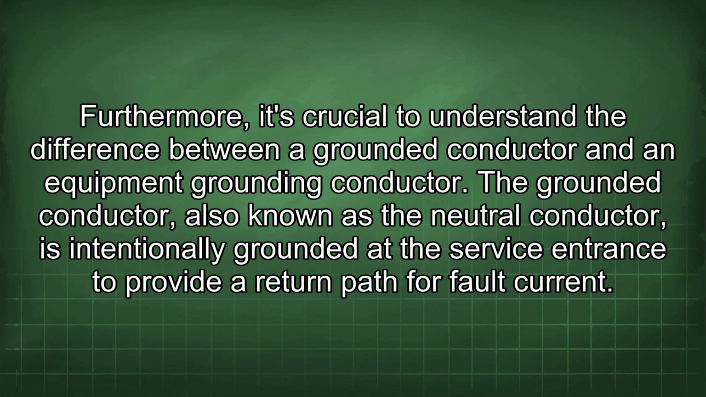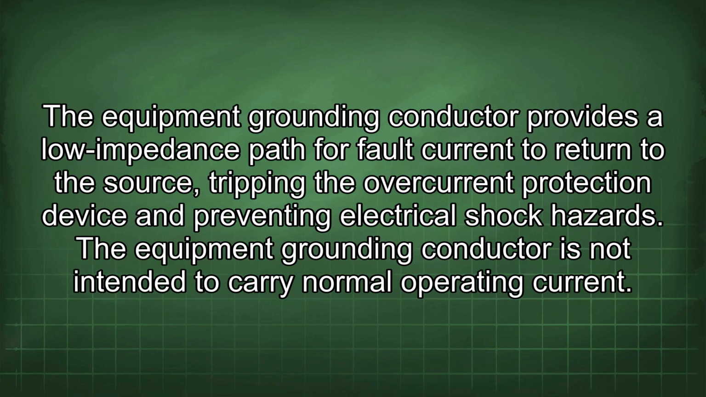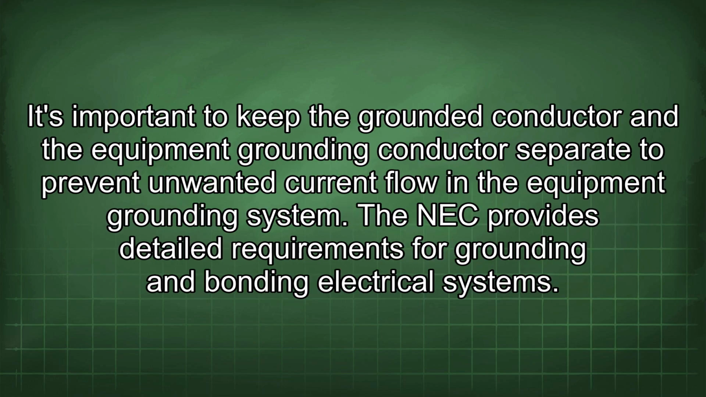The grounded conductor, also known as the neutral conductor, is intentionally grounded at the service entrance to provide a return path for fault current. The equipment grounding conductor provides a low impedance path for fault current to return to the source, tripping the overcurrent protection device and preventing electrical shock hazards. The equipment grounding conductor is not intended to carry normal operating current. It's important to keep the grounded conductor and the equipment grounding conductor separate to prevent unwanted current flow in the equipment grounding system. The NEC provides detailed requirements for grounding and bonding electrical systems.